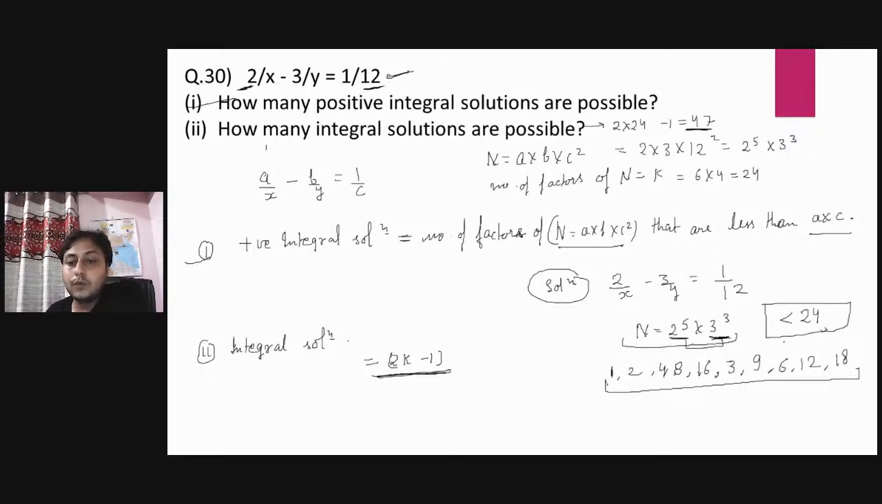1 2 3 4 5 6 7 8 9 10, 10. That is the answer of this question, 10. So how many possible integer solutions are possible? 10 positive integer solutions are possible. Got it guys? So this is the way to solve such questions.